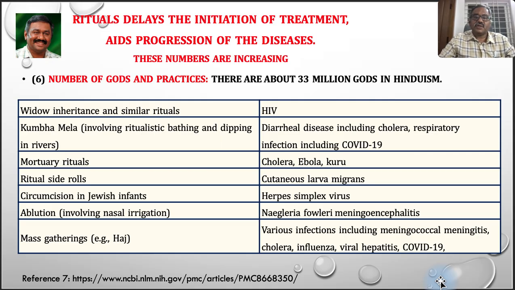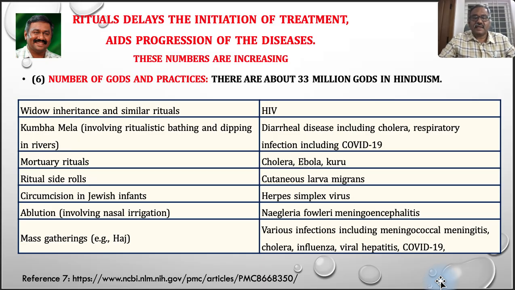Kumbh Mela, involving ritualistic bathing and dipping in rivers, may be associated with diarrheal diseases including cholera, and respiratory infections including COVID-19. Mortuary rituals may be associated with cholera, Ebola and Kuru. Ritual sidelocks can be associated with cutaneous larva migrans. Circumcision in Jewish infants may be associated with herpes simplex virus. Ablution involving nasal irrigation may be associated with Naegleria fowleri, meningoencephalitis.